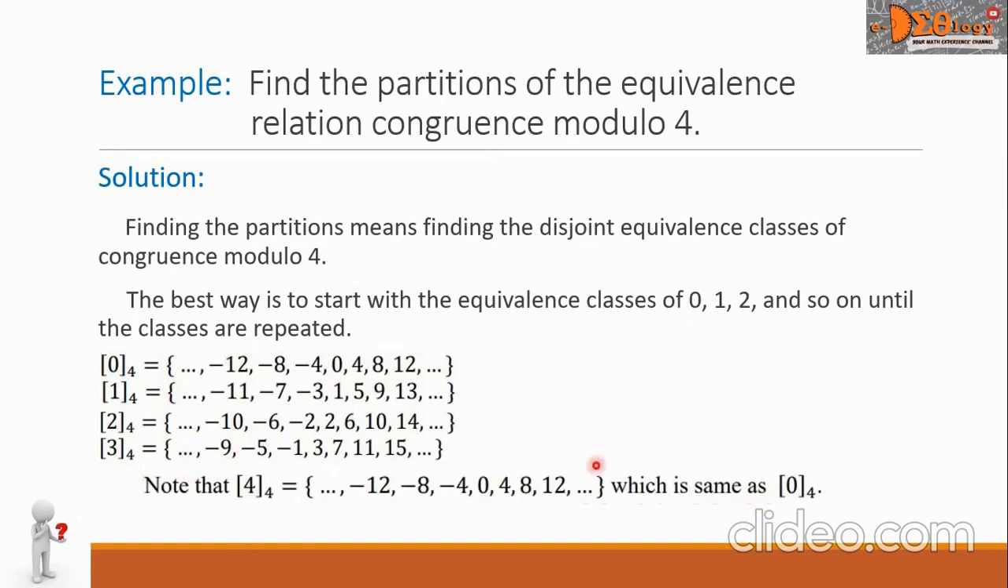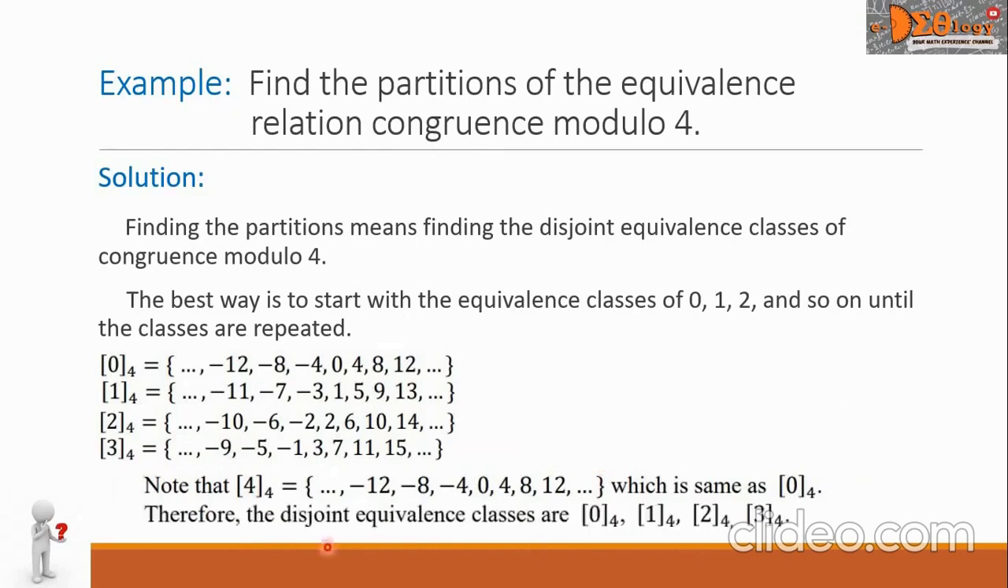Therefore, since the classes are now repeated, we're going to stop here. Therefore, the disjoint equivalence classes are 0, 1, 2, and 3 of the relation congruence modulo 4 respectively. This is now our final answer.